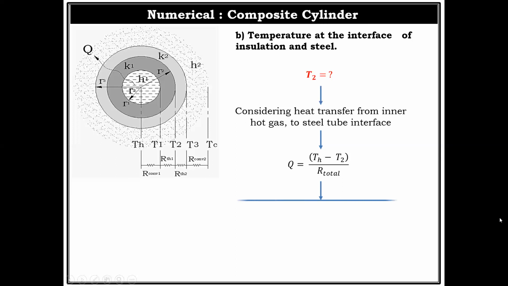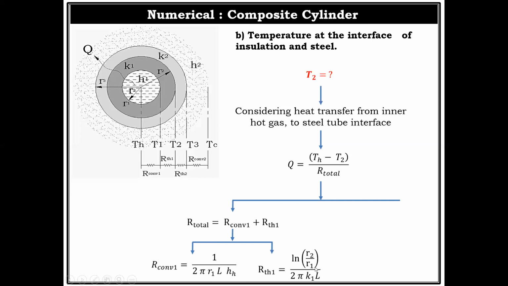So R total will in this case be R convection 1 plus R thermal 1. Is R convection 1 and R thermal 1 possible? R convection 1 is 1 upon 2 pi R1 L h_H, all the values are known. Then R thermal 1 is ln of R2 upon R1 over 2 pi K L, all the values are known. So we can easily find R total. And TH is given.